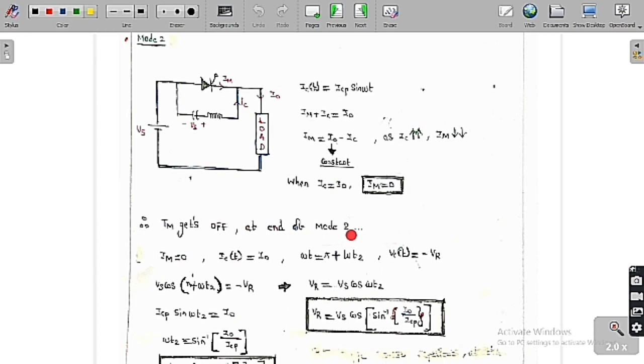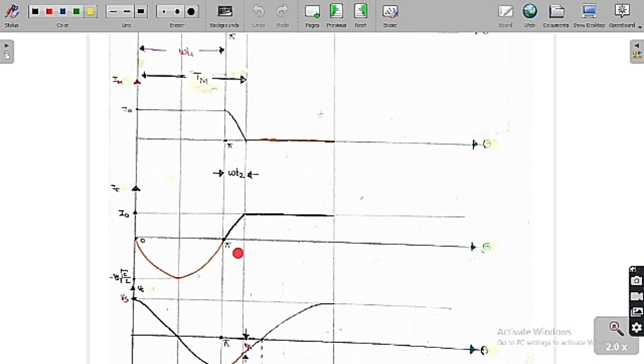So at the end of mode 1, Ta is off. At the end of mode 2, Tm is off. You can see clearly the mode 2 region from pi. Here IC is still ICP into sine omega t, so it is positive and increasing. Then IM is equal to I0 minus IC, and it goes on decreasing. So when IC of t is equal to I0, then IM is equal to 0.